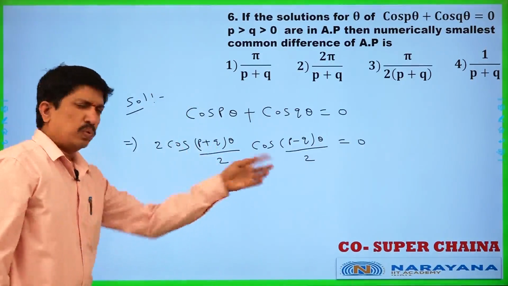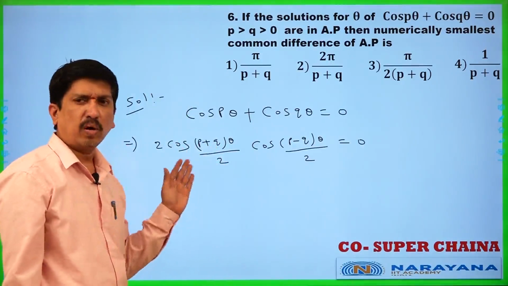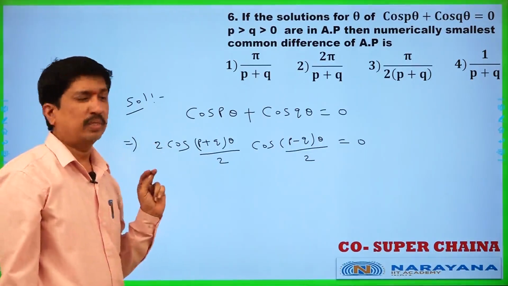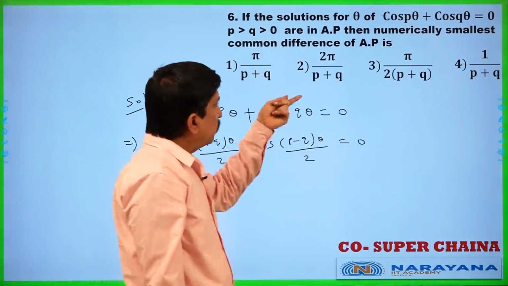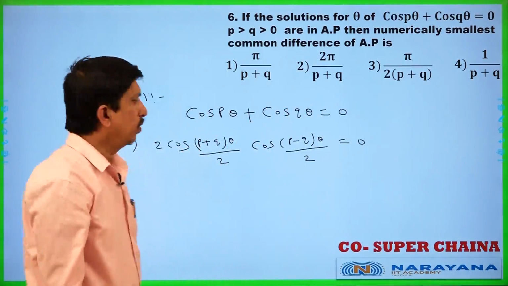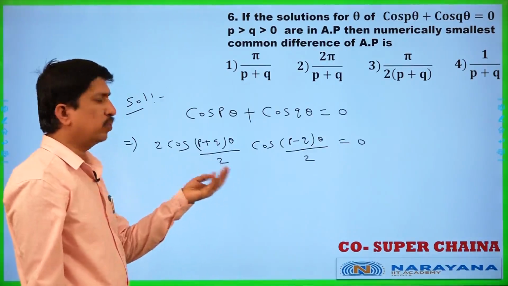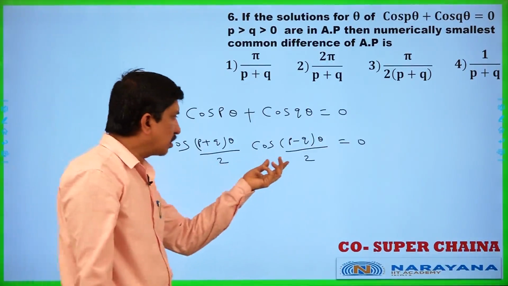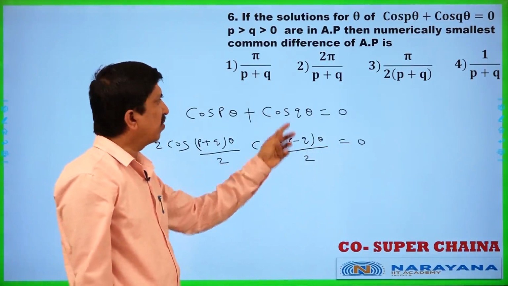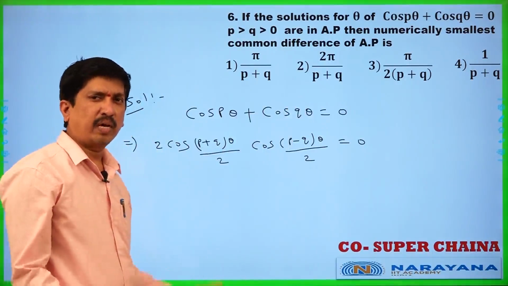You can cancel this 2, a positive number. A times B equal to 0, so either A equal to 0 or B equal to 0. You can consider the 2 general solutions, but you see the options all have p plus q. You can consider cos of (p plus q) into theta by 2 equal to 0 in one case, and cos of (p minus q) into theta by 2 equal to 0 in the other case. This is not required according to the options once you check that, which is also important to save time.